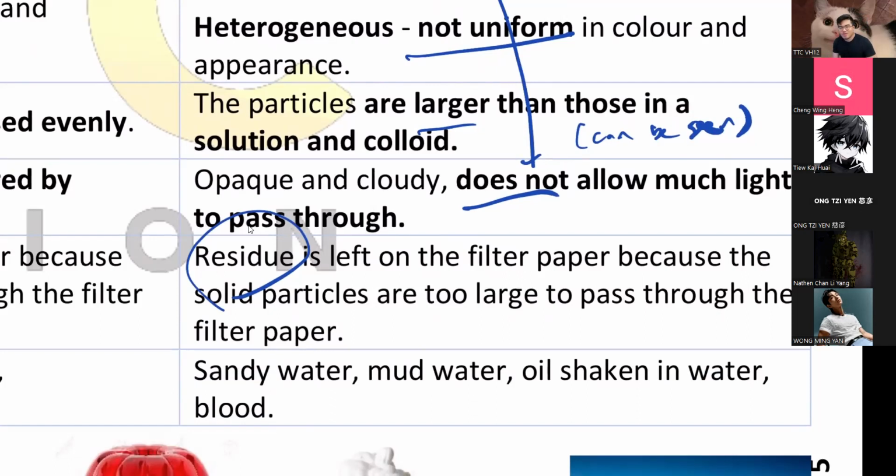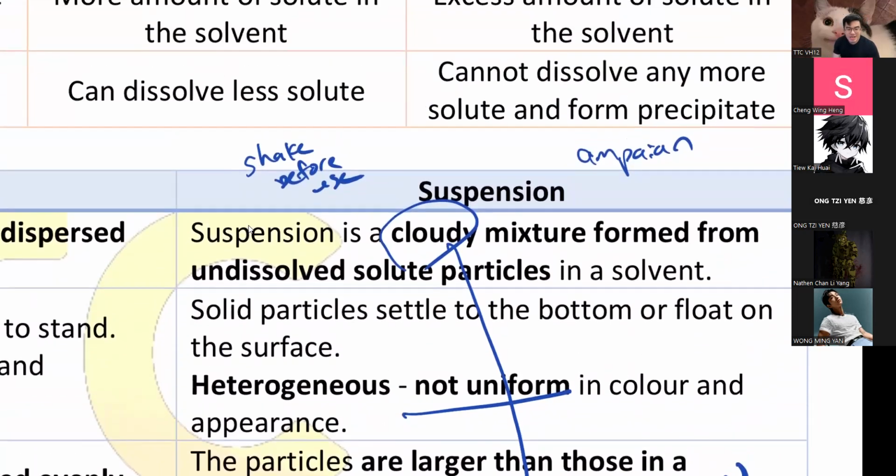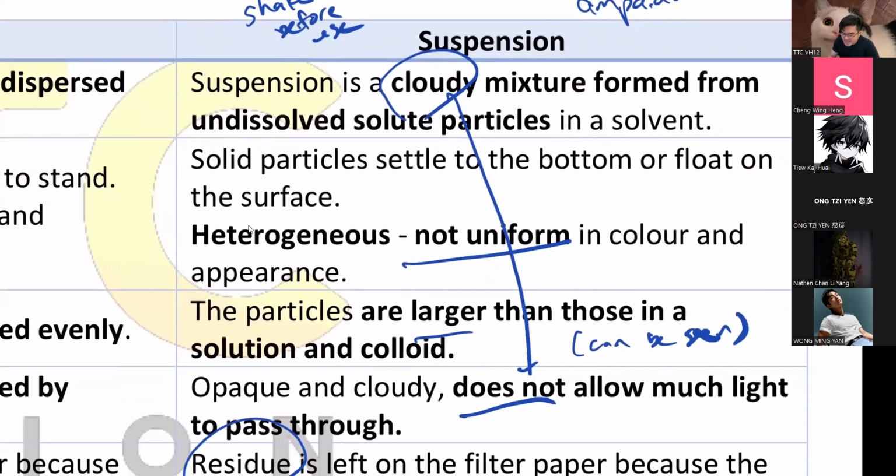Milo is a suspension, because Milo needs to be stirred, right? When you don't stir Milo, it will just sink to the bottom, isn't it? You just have the dark part at the bottom, and the top part will look light. It's not uniform, okay? And it's cloudy, it's dirty.